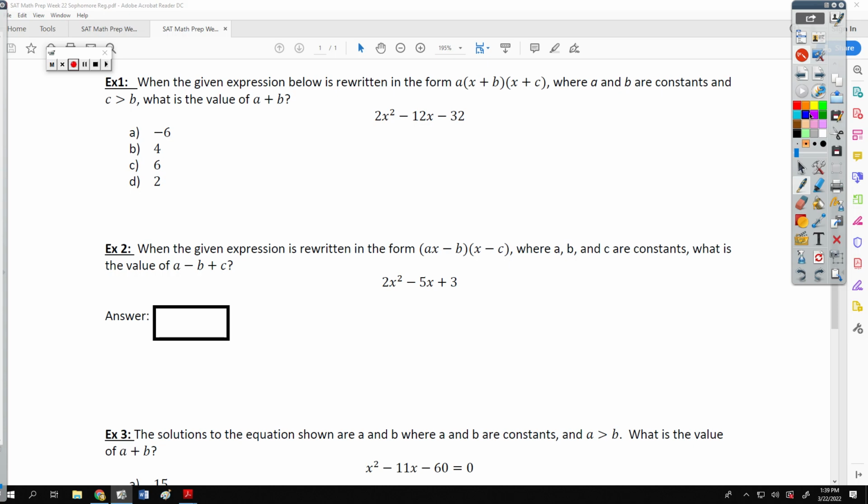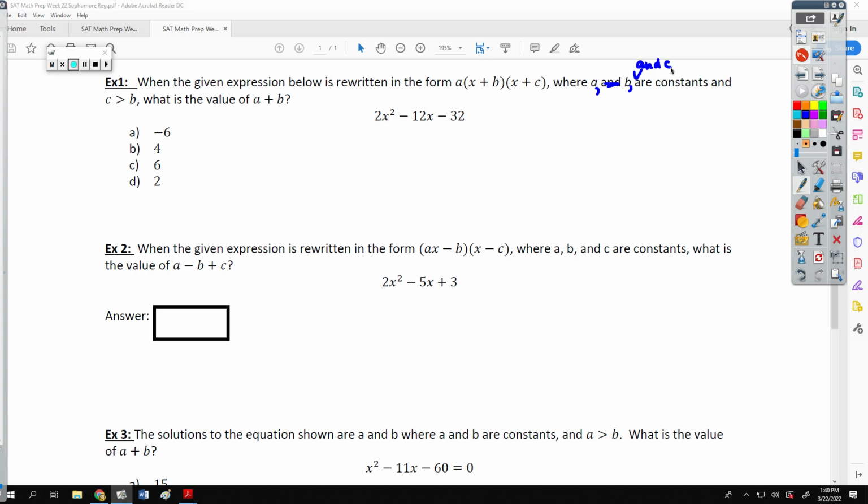So example 1 says, when the given expression below is rewritten in the form a times x plus b times x plus c, where a, b, and c are constants, and c is greater than b, what is the value of a plus b? So there's a little bit of a typo here. It should also say, a, b, and c. But anyway, we're being told that c is bigger than b, and we're being asked to factor this expression.